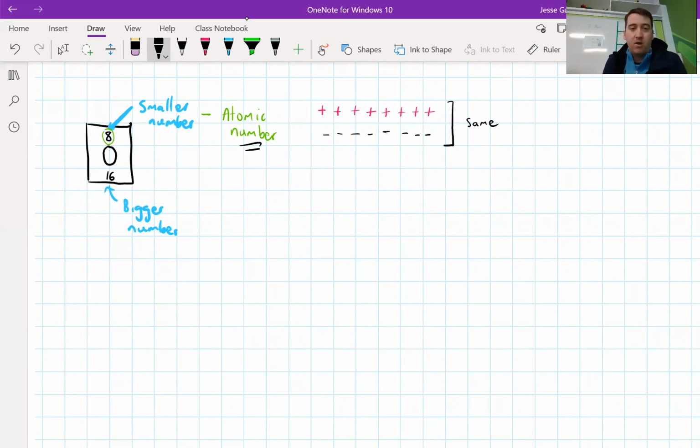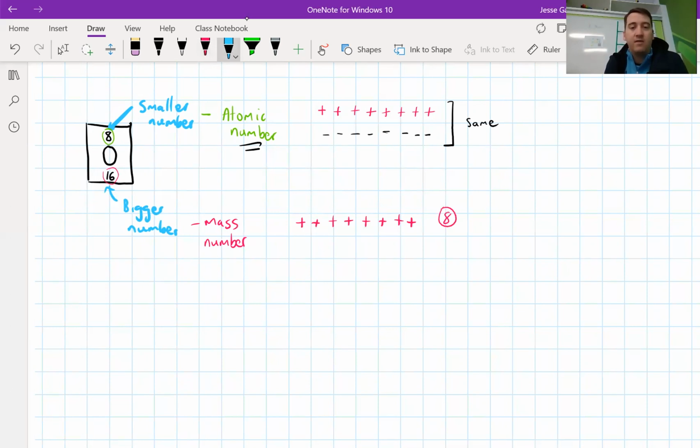Just as an aside, the bigger number is known as the mass number. What that gives us is information about the total mass of the atom. The particles that contribute to the mass of the atom are the protons and the neutrons. Now, we already know from the atomic number that oxygen has 8 protons, 1, 2, 3, 4, 5, 6, 7, and 8. We also know that each proton has a mass of 1, which means this is a total mass so far of 8. Now, there must be 8 more because look, the mass is 16.